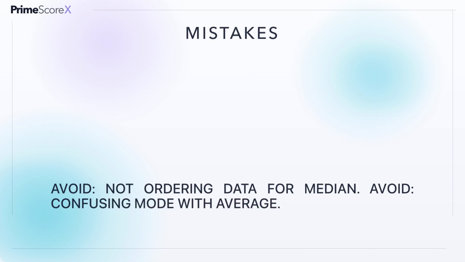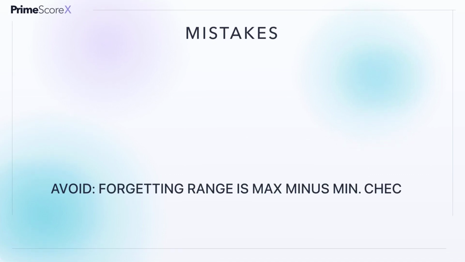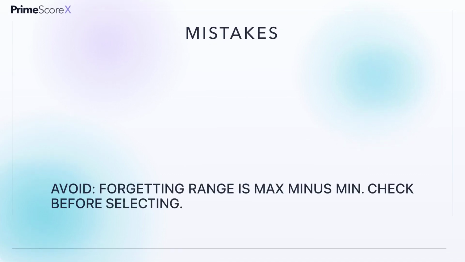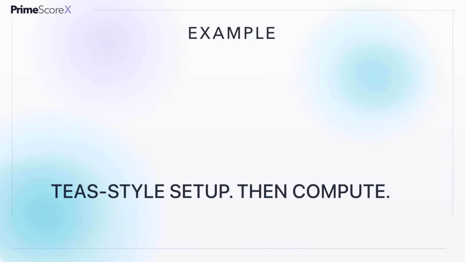A common mistake is not ordering data for median. This usually happens when a student recognizes the topic, but does not check the actual question. Another mistake is confusing mode with average. Rushing the middle of the problem can create an answer that feels right, but does not match the structure of the item. Another trap is forgetting range as max minus min. This is especially dangerous on TEAS math because the answer choices may include common intermediate results. Before selecting, confirm that your answer is not just a number you produced, but the number the question requested.